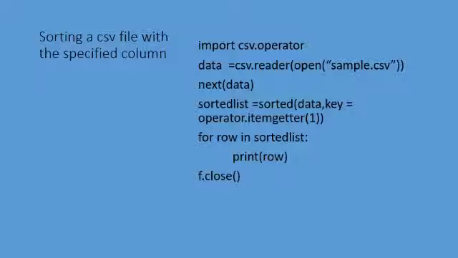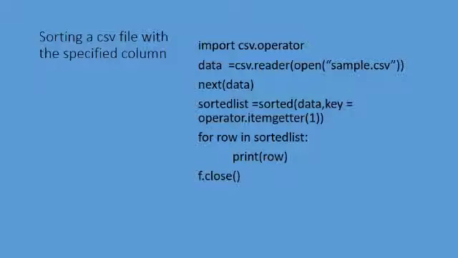As usual, to skip the heading we can use next of data. Next data skips the first row, and then sorted_list is a variable that is going to store the answer. Sorted list equal to sorted. It is also one of the functions used to sort, and it has two parameters. We can say data comma key equal to operator dot itemgetter of 1. There I am giving the column number directly. So itemgetter of 1 means what? It will arrange the data in what order? Ascending order. Itemgetter of 1 is the first column.